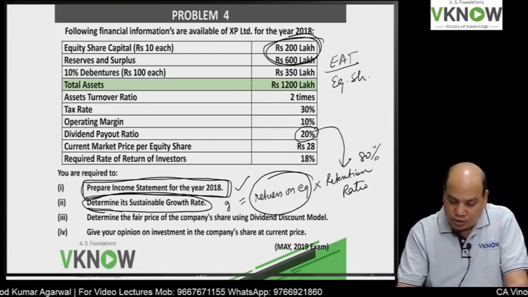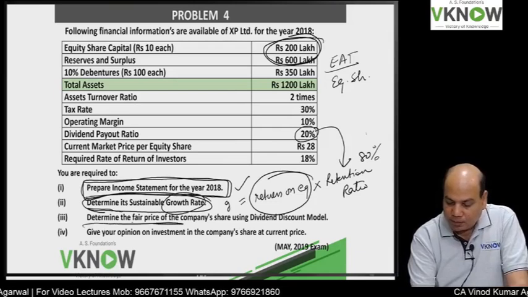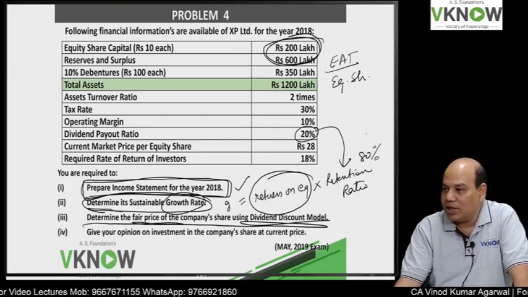So that is your return on equity, and you can get the growth rate. Once you get the growth rate, then you can find the price of the share using the dividend discount model: D1 upon K minus G.